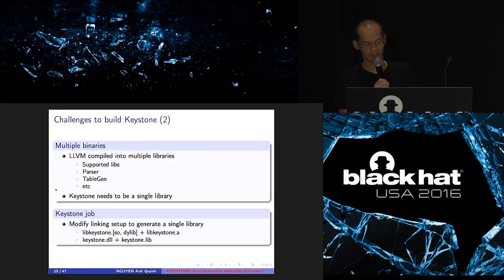The second challenge is that when you compile LLVM, it has multiple binaries and multiple libraries inside, for parser, for table gen, for transformation, everything. So what I had to fix here is to modify the linking setup, so Keystone has only one single library at the output.